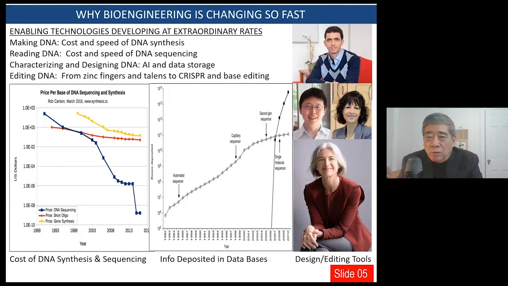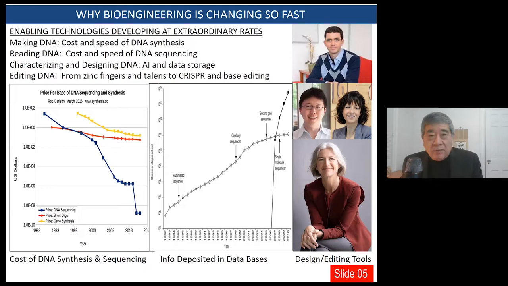The woman in the lower corner, Jennifer Doudna, is a critical inventor of CRISPR gene editing. And advances in gene editing, as you go from zinc fingers and TALENs to CRISPR and later to base editing, have had a remarkable effect of allowing people to actually do and implement their designs with much greater ease. The synergisms and the combination of all of these advances mean that change is taking place at a far more rapid rate than is typical in the sciences. And that change is one of the attributes that complicates risk management.